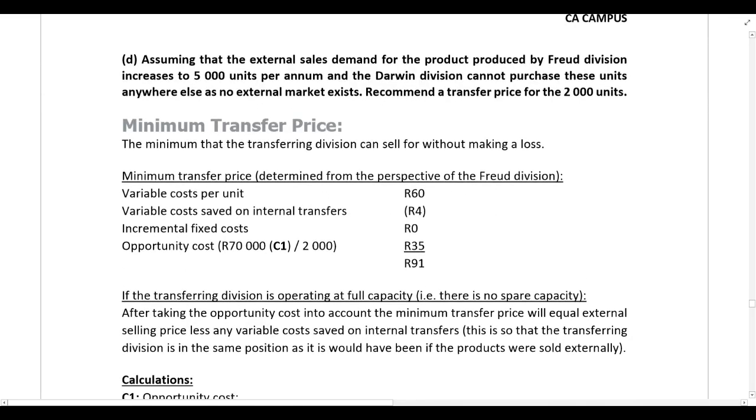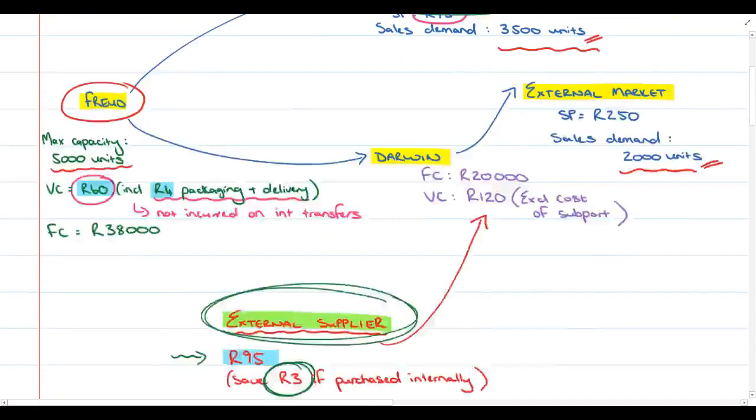Lastly, we need to look at Part D of the required. We now need to assume that the external sales demand for the product produced by the Freud division increases to 5,000 units per annum, and the Freud division cannot purchase these units anywhere else as no external market exists, and we need to recommend a transfer price for the 2,000 units. So let's just make those changes first.